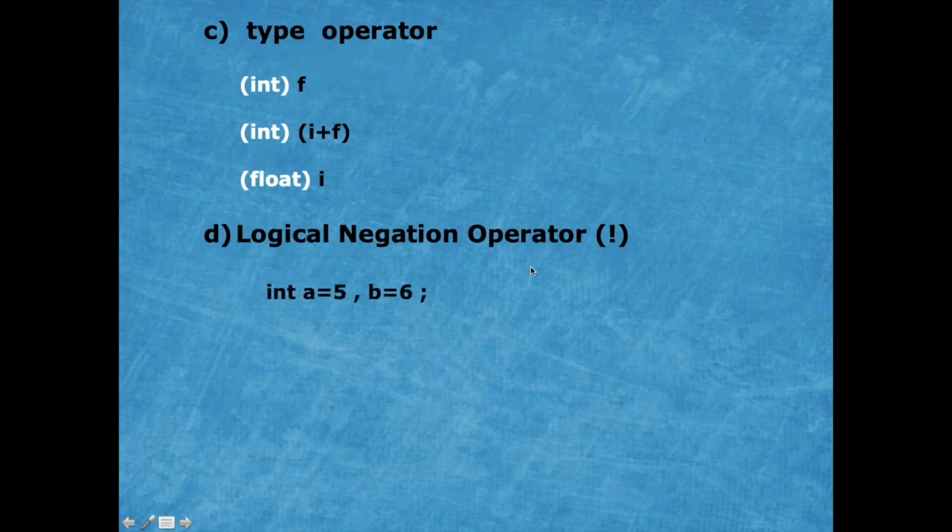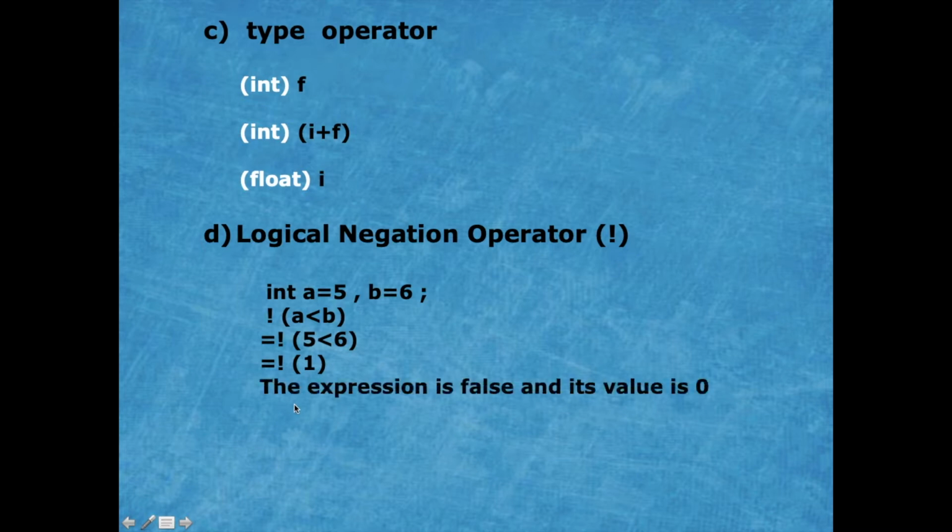To understand this, there is one example. A is 5 and B is 6 and I write this. Logical negation of A less than B. Because A less than B is in parenthesis, first we'll solve this. So substitute it. 5 is less than 6, true. So the parenthesis becomes 1. 1 is the value of true. So now this becomes logical negation of true, which is equal to false. So we write the expression is false and its value is 0. So these were some simple unary operators. Now we will go to increment and decrement operator, but I suggest that you copy this much.